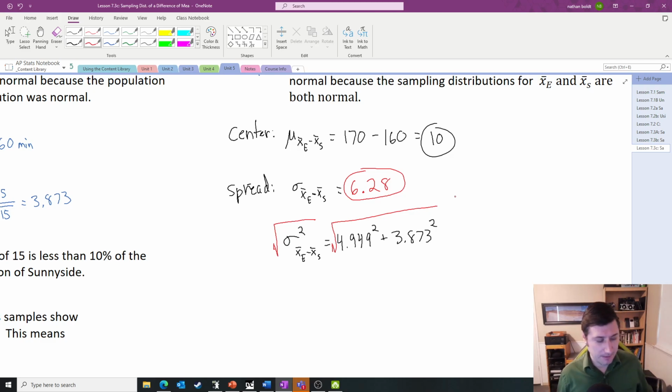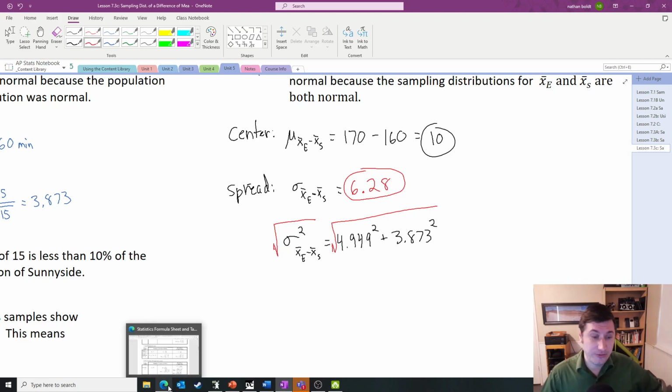Now, I want to show you a different way to do that. For me, the previous way makes more sense. Step by step, the concept is you add the variances. But I do want to show you what you will see on the equation sheet on the AP test. Because when you look at the equation sheet, you might be like, whoa, that's not what Bolt taught me. They are the same though.